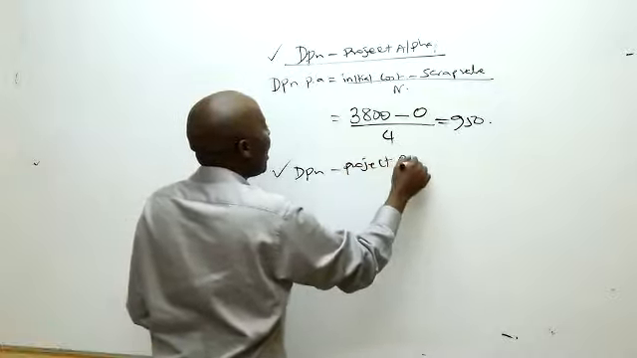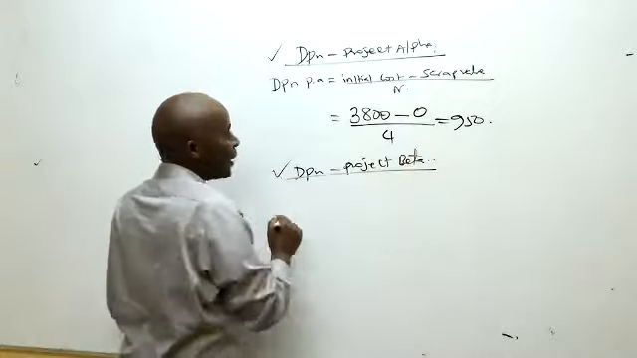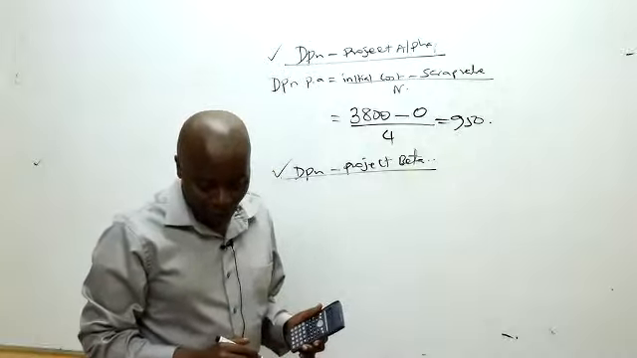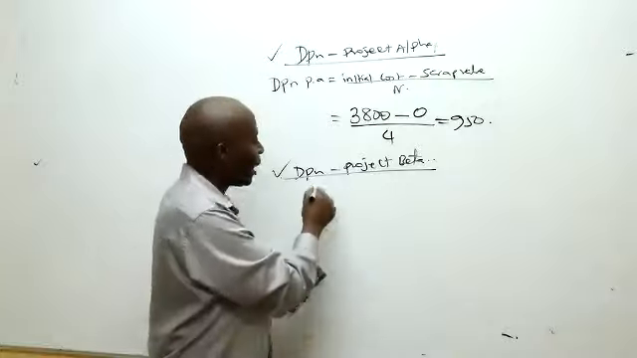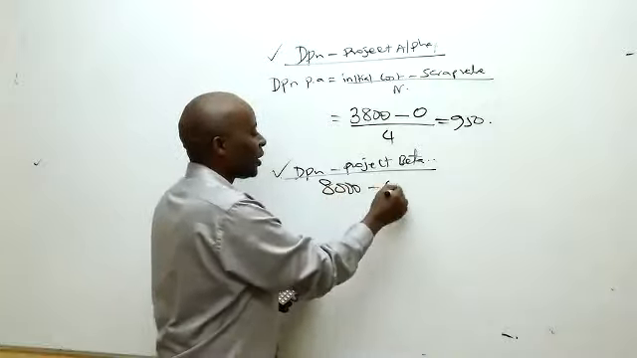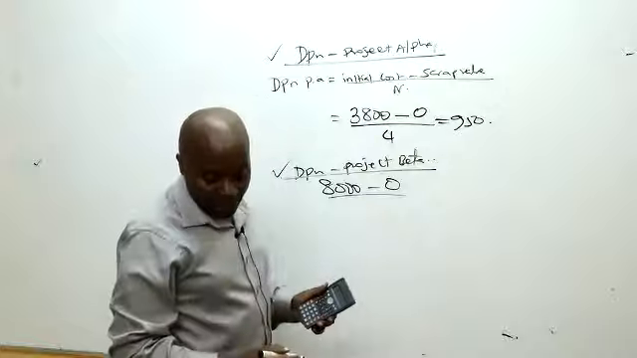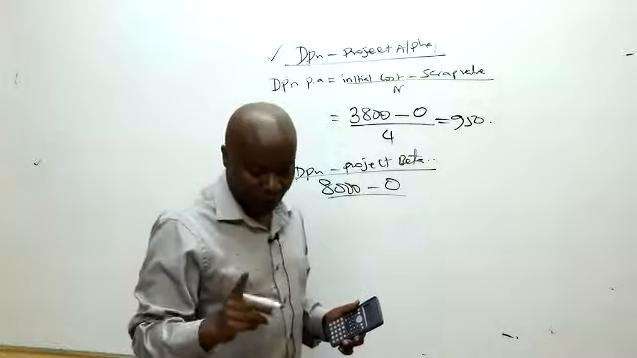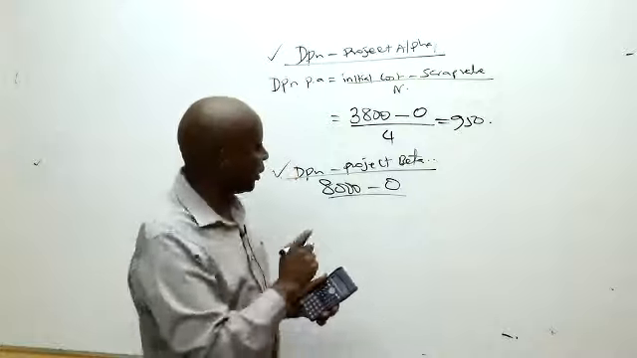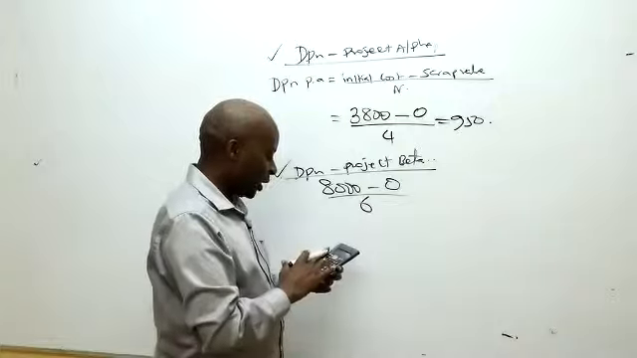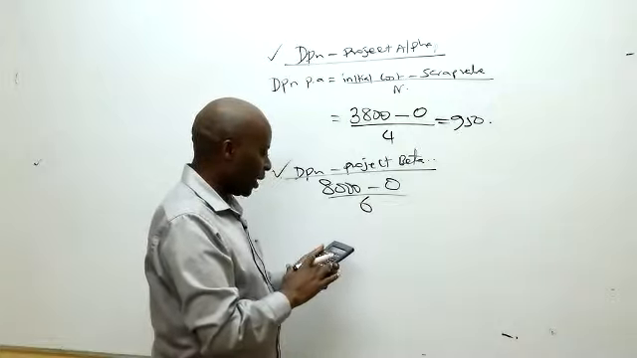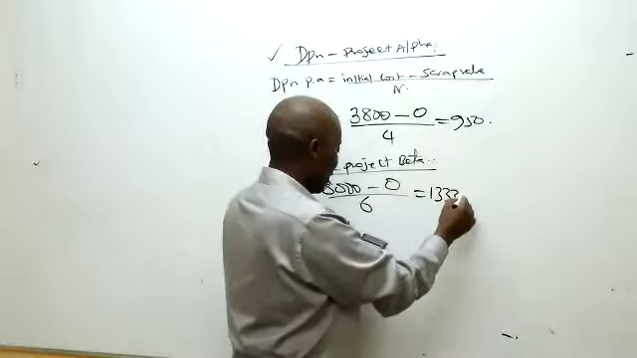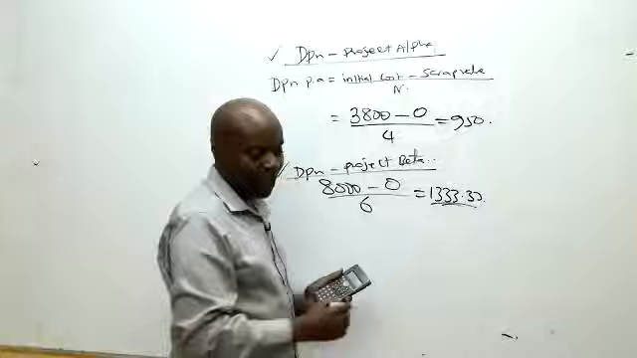From there, right away, come and give us depreciation for project Beta. Ladies and gentlemen, the initial cost of project Beta is 8,000, minus scrap, which is 0, divided by the useful life of project Beta, given in note number 2, which is 6. So we have 8,000 divided by 6, which at the end of the day gives us 1,333.333 if we are correct.